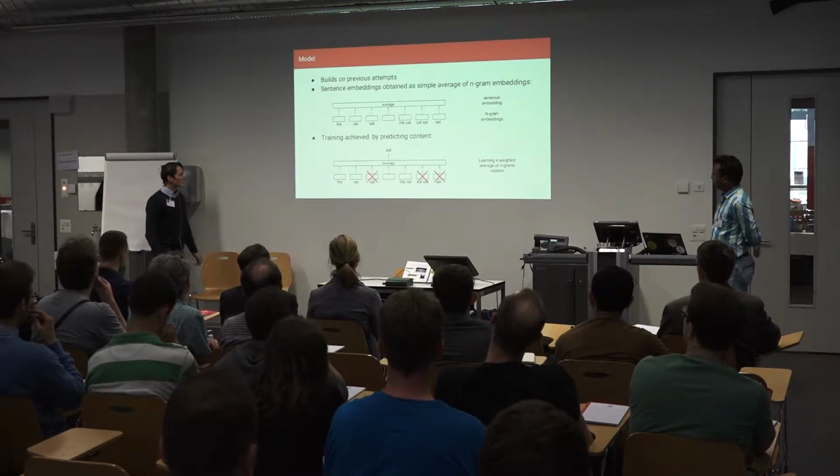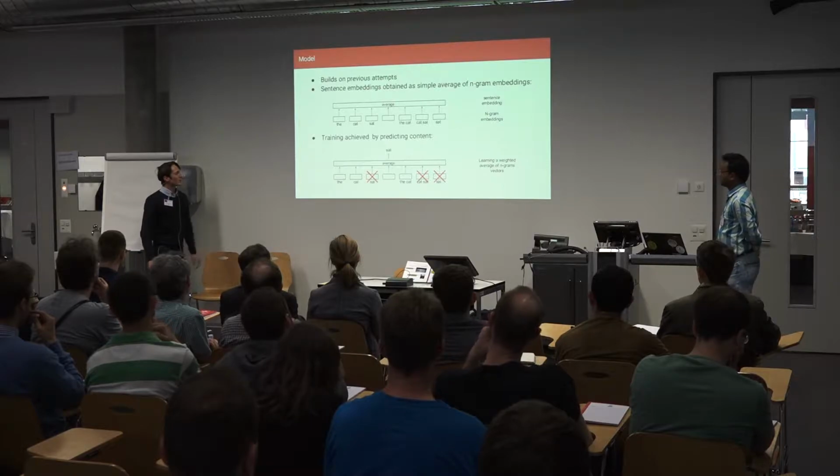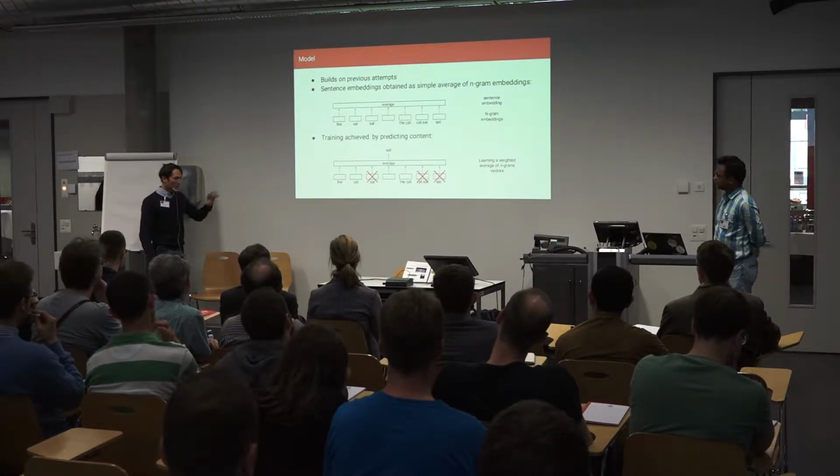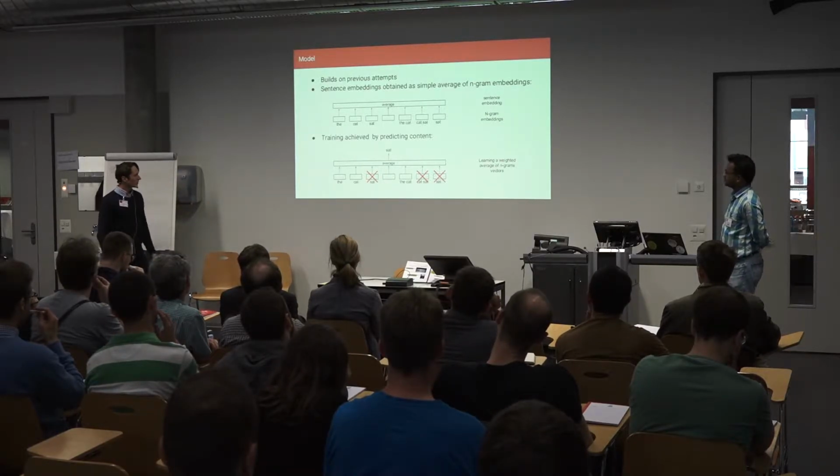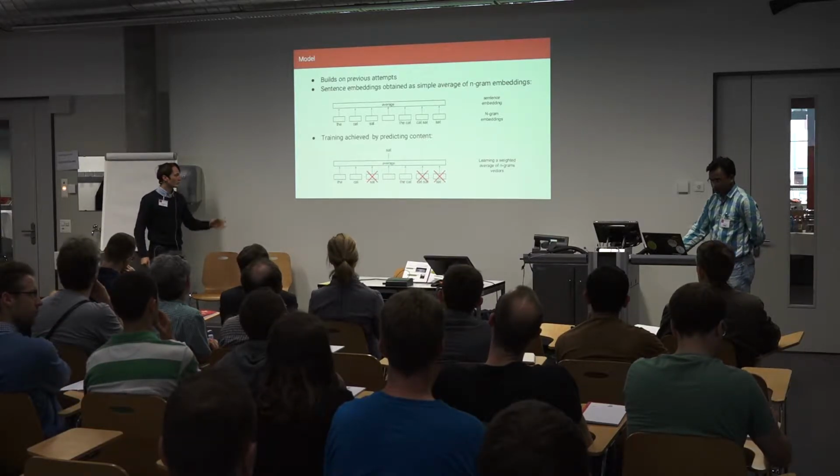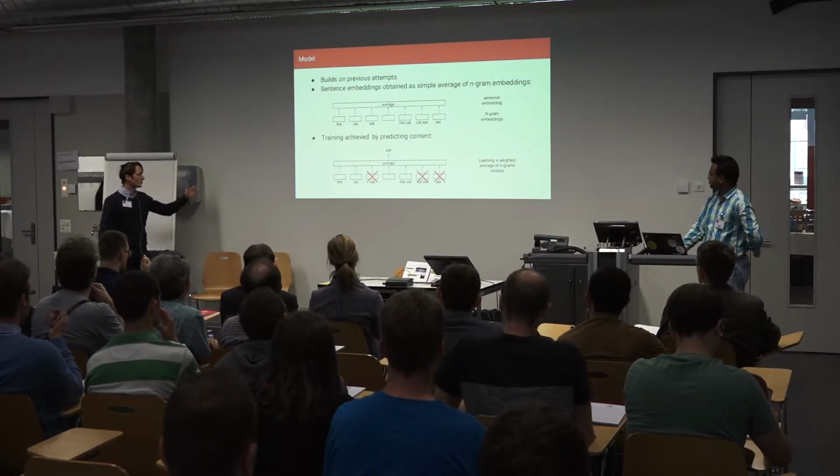So what you do is you just have a sentence, like "the cat sat." You pick a word, and you remove all of the other features that depend on this token. Like here, we remove all the bigrams that depend on this feature as well as the unigrams, and we try to predict the missing word.